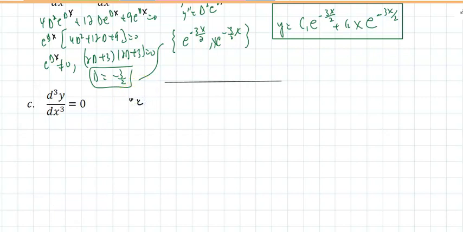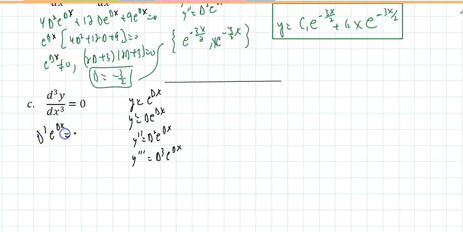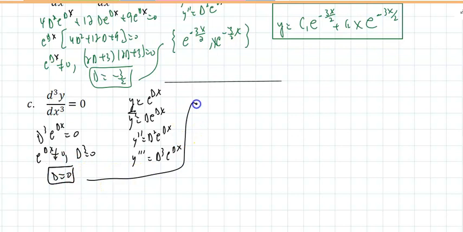If you let y equal e to the dx, y prime is d e to the dx, y double prime is d squared e to the dx, and y triple prime is d cubed e to the dx. So this says d cubed e to the dx equals 0. So e to the dx cannot equal 0. It must be that d cubed equals 0. So d equals 0. My solution set is e to the 0, e to the 0 times x, and e to the 0 times x squared.